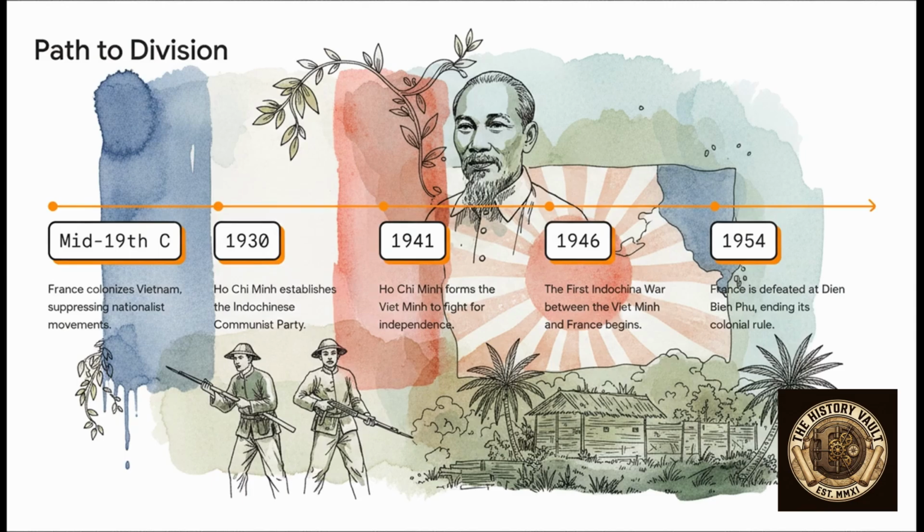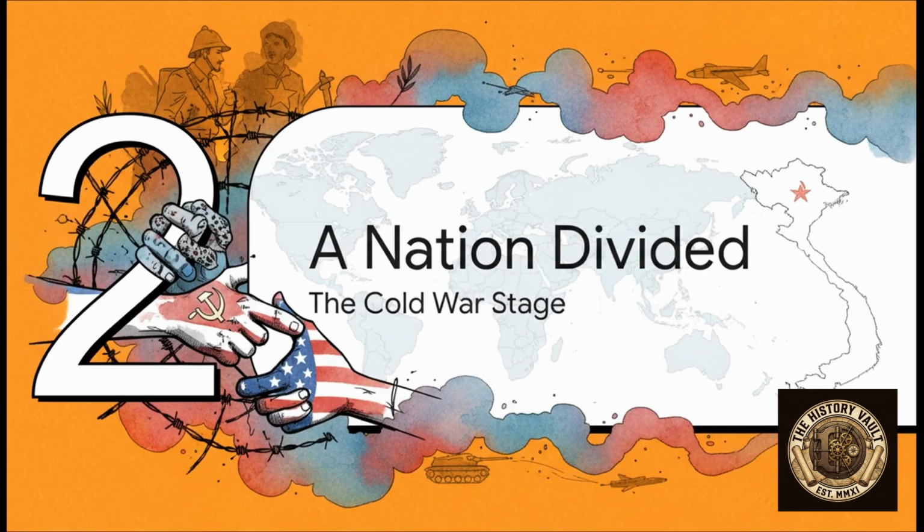First it was the French, then the Japanese during World War II. Ho Chi Minh and his Viet Minh were fighting for one thing, and one thing only: an independent, unified Vietnam. And when they finally defeated the French in 1954, you'd think, okay, story's over, they won. But it was far from over. In fact, the end of that war just set the stage for the next one.